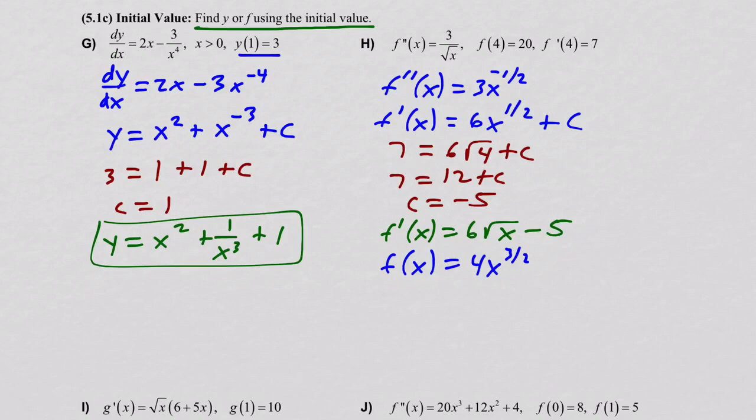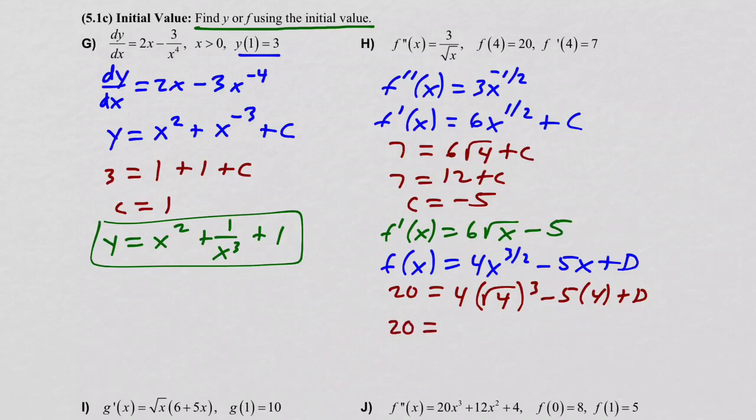A quick check on that to make sure the derivative is right. 3 over 2 times 4 is 6x to the positive 1/2. That looks good. And then we also have subtract 5x and then plus d. Now we're going to take our initial condition of f of 4 equals 20. We can plug 20 in for f of x and 4 in for x. So this will be 4 times the square root of 4 to the power of 3. Subtract 5 times 4 plus d.